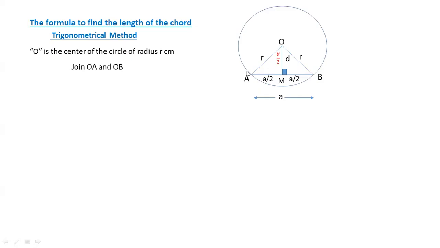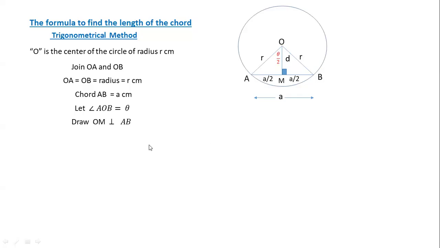Now joining OA and OB. OA and OB are both radius, that is R centimeters. Chord AB is of A centimeters. Let angle AOB be theta. AOB means this complete angle, which we call the central angle. So the central angle is theta.